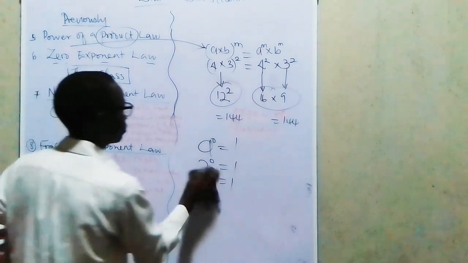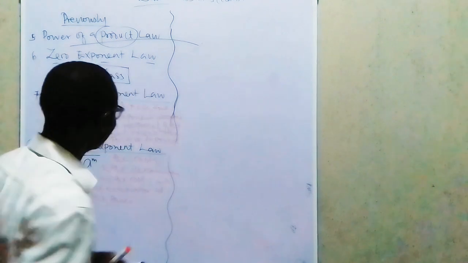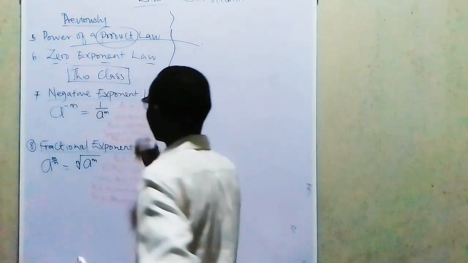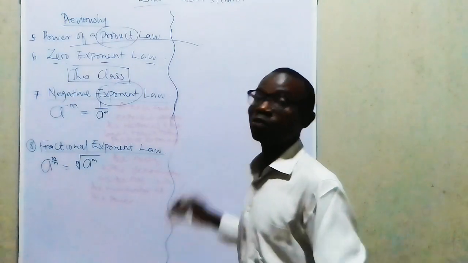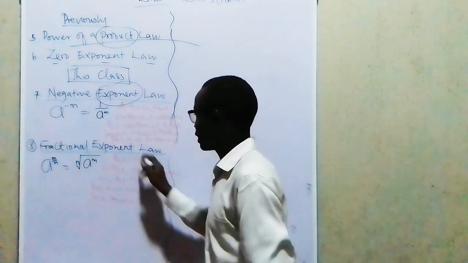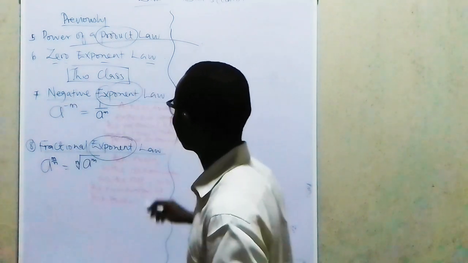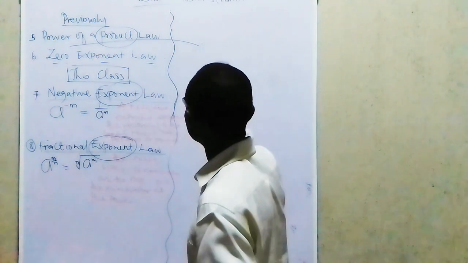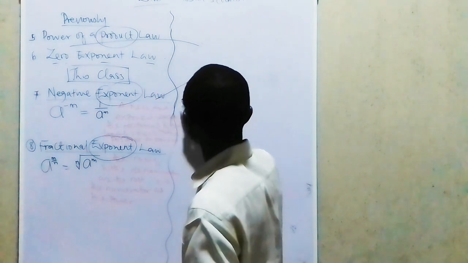Now in this class we'll be looking at the negative exponents. Exponent, I already told you what it means. Exponent means raised to the power. But this is a negative exponent, the negative power law. Let's try this.